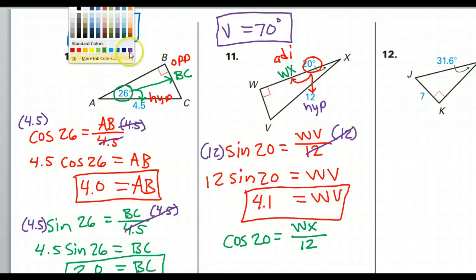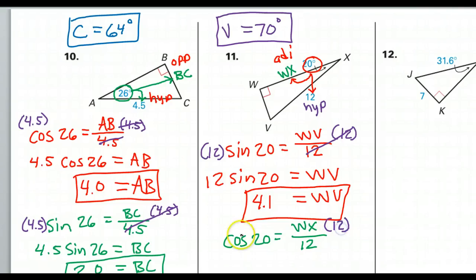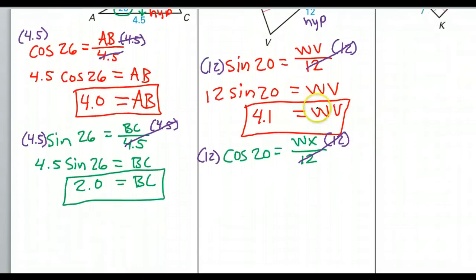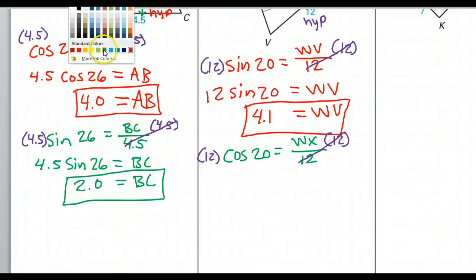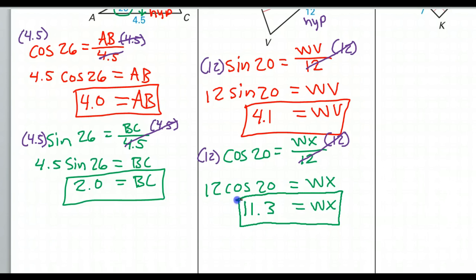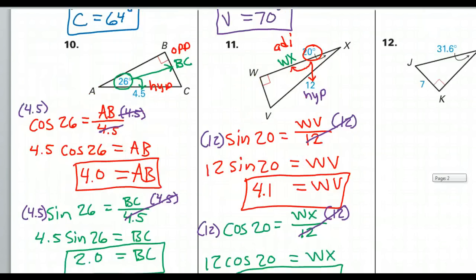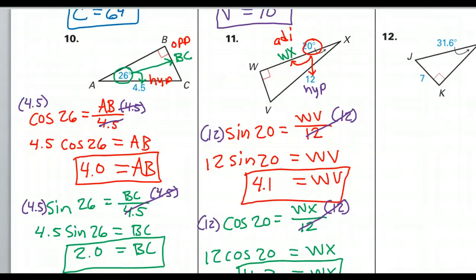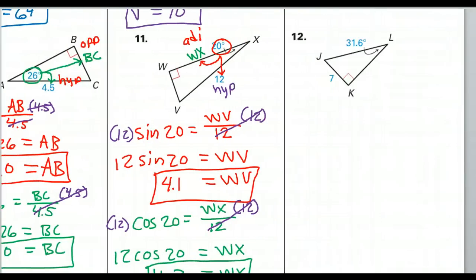Time to multiply by 12 on both sides. So multiply by 12, multiply by 12. So that is going to give us 12 cosine 20 is equal to WX. That's basically the answer. It just needs to go in the calculator. So that's 11.3. All right, that is it for number 11. Let's do number 12. We're almost done.